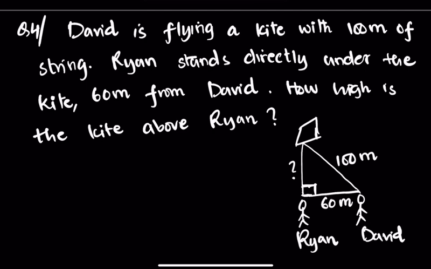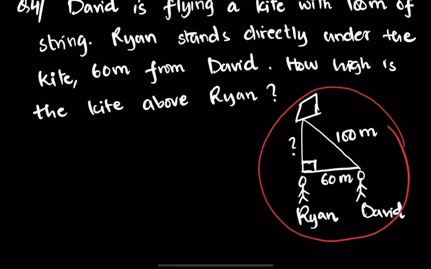Now let's look at a word problem. David is flying a kite with 100 meters of string. Ryan stands directly under the kite, 60 meters from David. How high is the kite above Ryan? So this is the rough sketch of the problem.